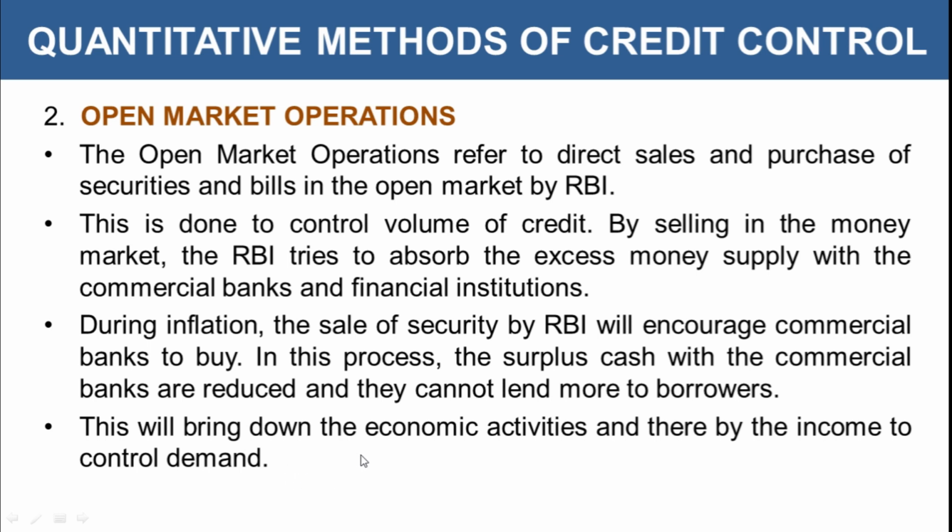Now this can be done in another way by RBI when it purchases securities in the money market. Then the commercial banks will have excess money to lend to the borrowers and thus the money supply in the economy will be boosted. It will be provided to the business activities and to the public, to encourage economic activity. So it can be done both ways round. It is just an example I am presenting in this slide of selling in the money market by RBI.